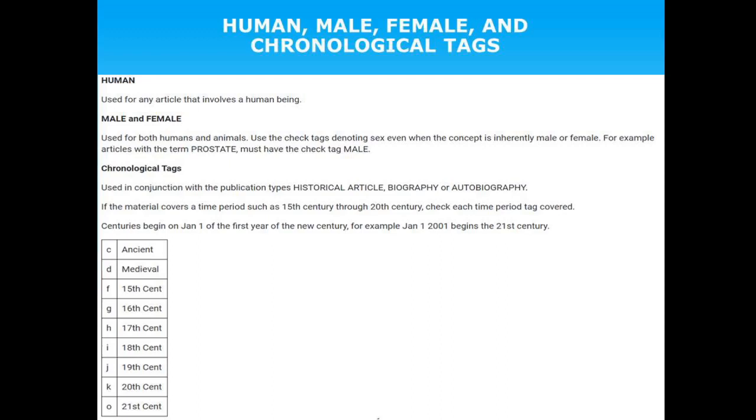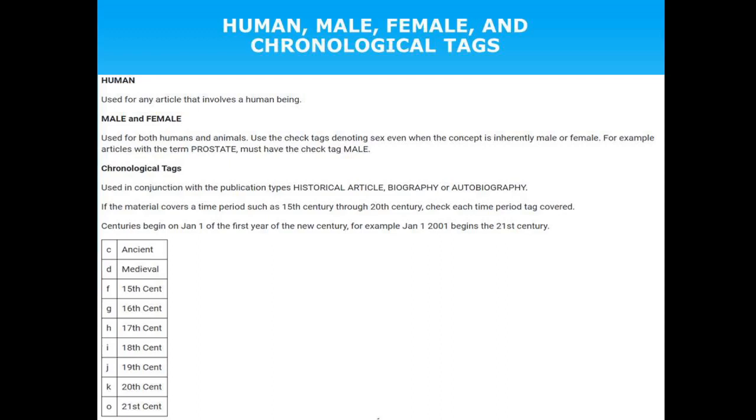So you use the check tags denoting sex even when the concept is inherently male or female. So what happens is we have to use the check tag denoting sex even when the concept is male or female. For example, the articles with the term prostate must have the check tag male. That's true actually. Prostate is a gland which is a part of the male, right? So automatically you have to use male. Fine.